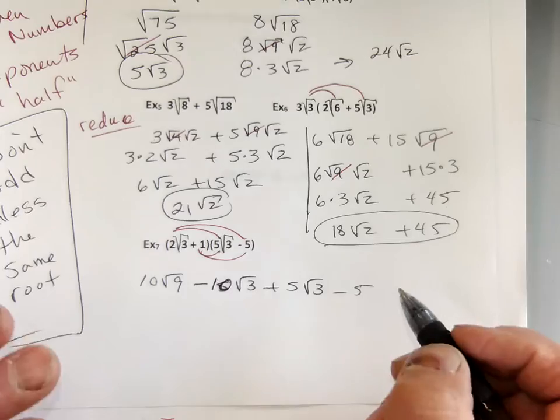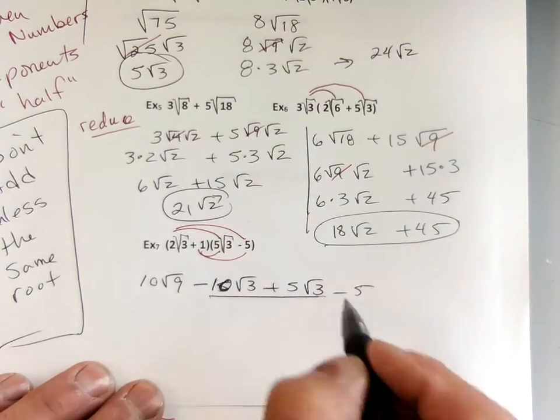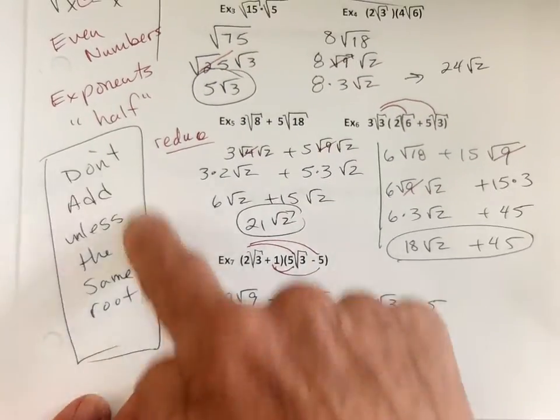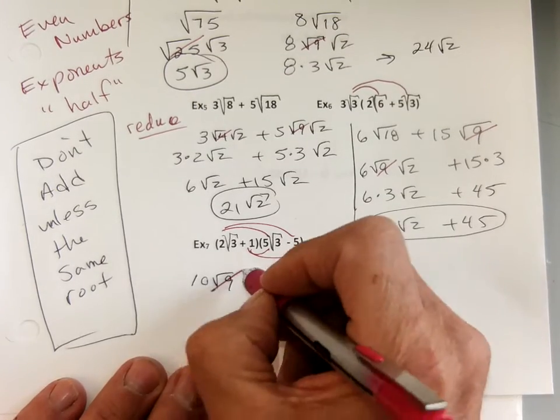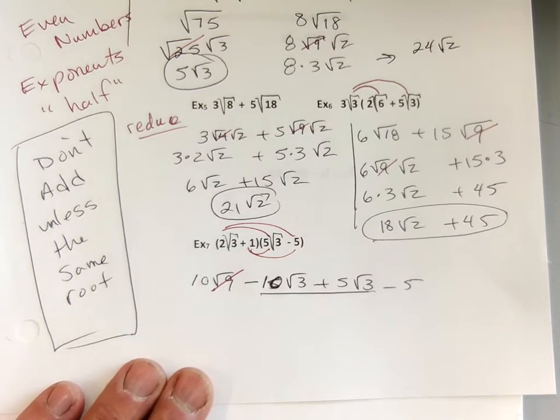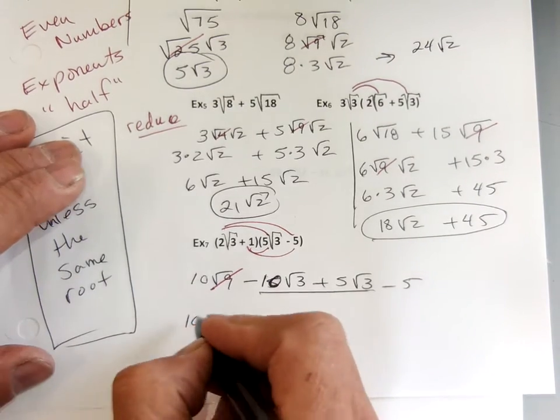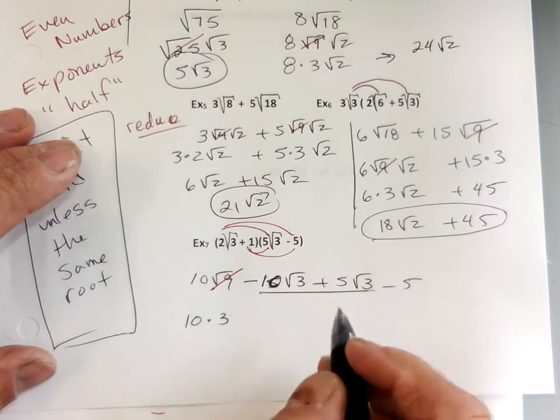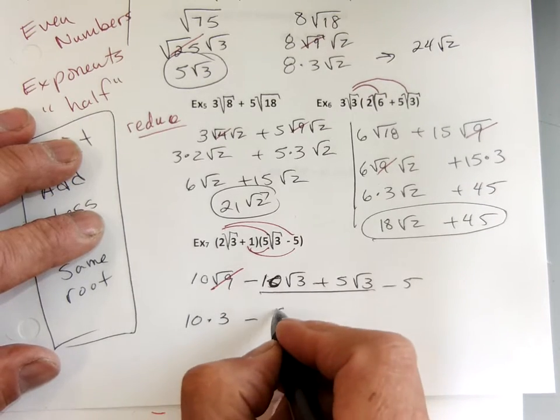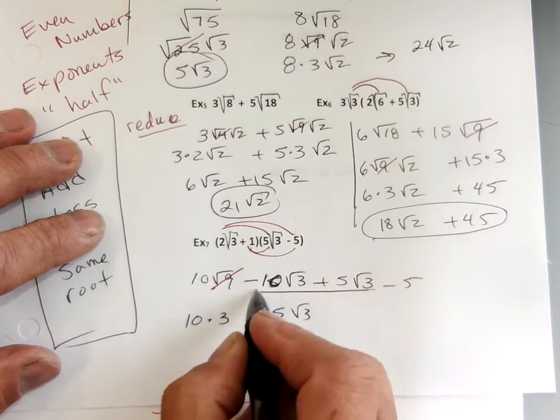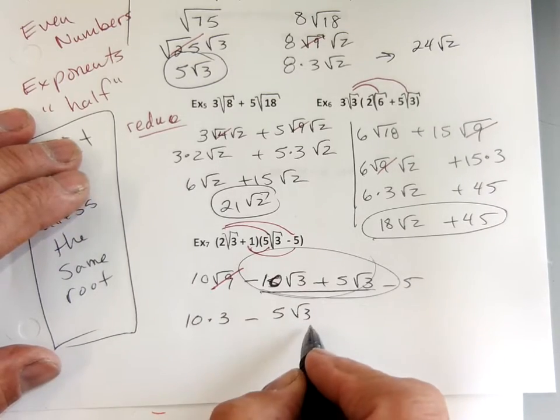Now, one of the things I recognize is that you can add these two. They're the same. Those are the same. Remember, don't add unlike terms, but these are the same. I can do that. I know what the square root of 9 is. I'm going to do that also. So I'm going to go 10. Square root of 9 is 3. Negative 10 square root of 3 plus 5 square root of 3 is a negative 5 square root of 3. When you combine those two, I get a negative 5 square root of 3.